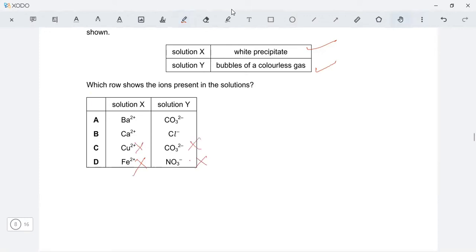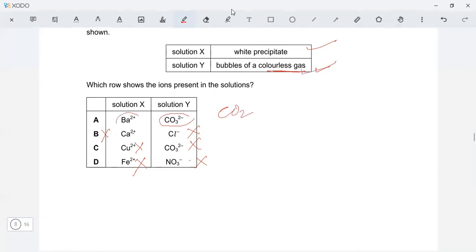Bubbles of colorless gases. So here option B is also wrong. Why? Because here we have calcium and chloride, and the chloride ion is different from a colorless gas. Cl minus is an ion, a chloride ion. That is why this option is also wrong. From carbonate, you will get carbon dioxide gas, so there is a chance of bubbles of gas.